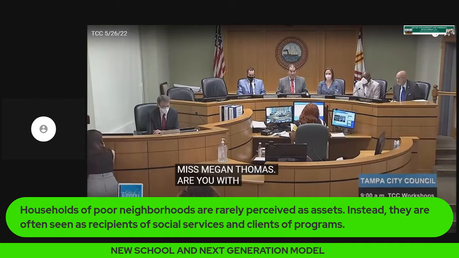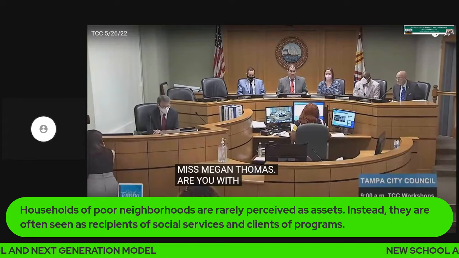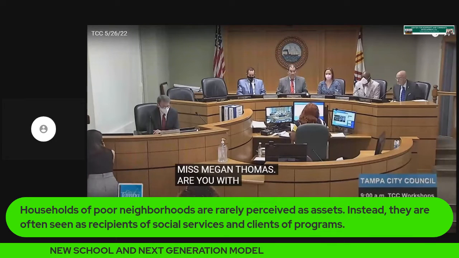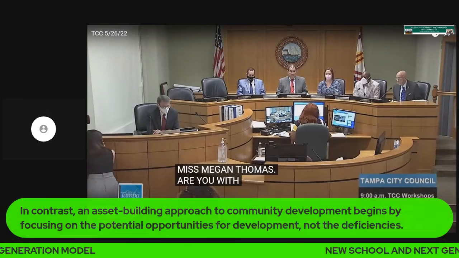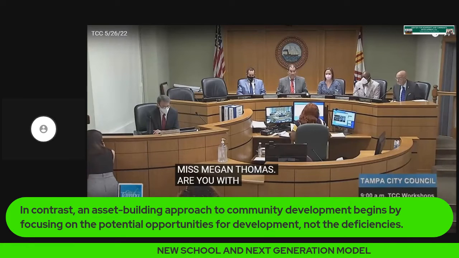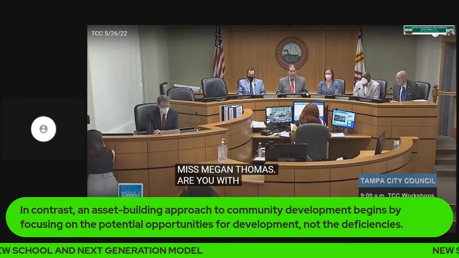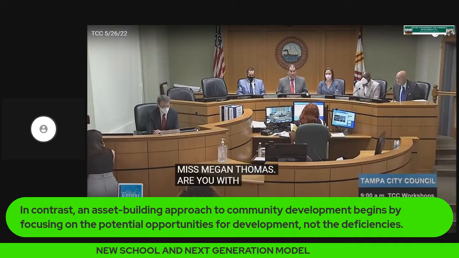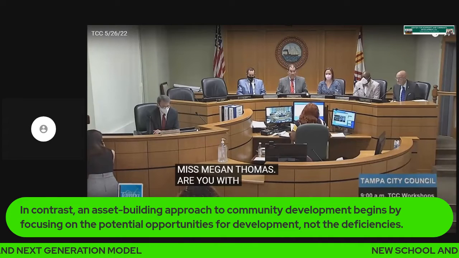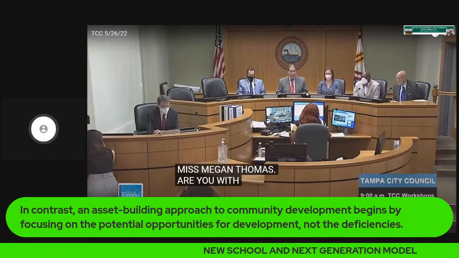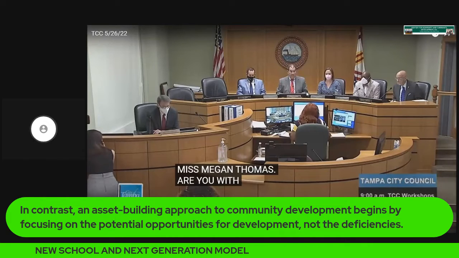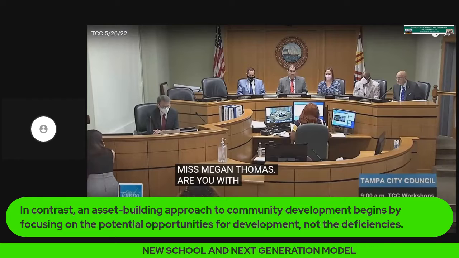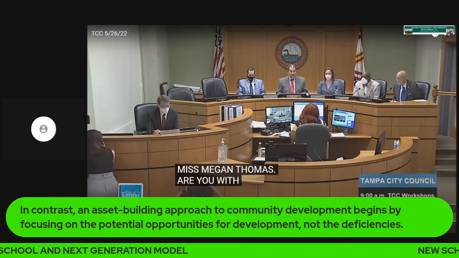Households of poor neighborhoods are rarely perceived as assets. Instead, they are often seen as recipients of social services and clients of programs. However, in contrast, an asset mapping approach to community development begins by focusing on the potential opportunity for development and not the deficiencies. It is more focused on a half full glass of water as opposed to a half empty glass of water, which a need assessment provides. Need assessment looks at the negatives, whereas asset mapping looks at the positive and builds on the positive and builds on the potential.